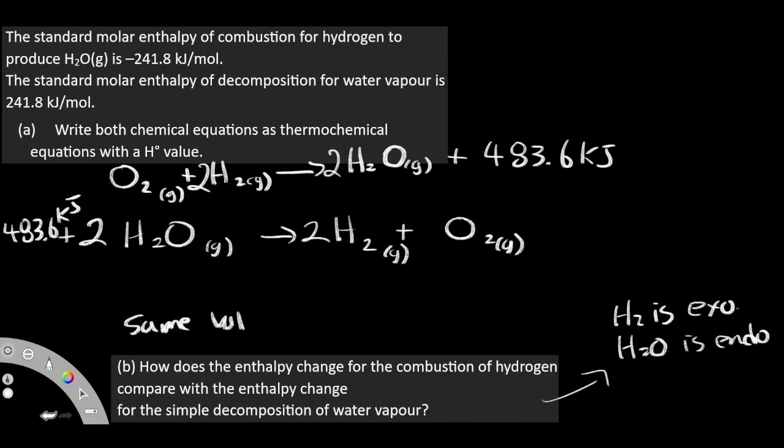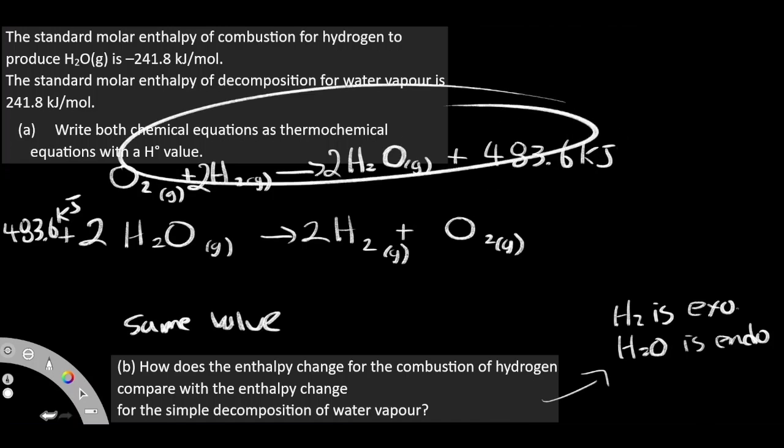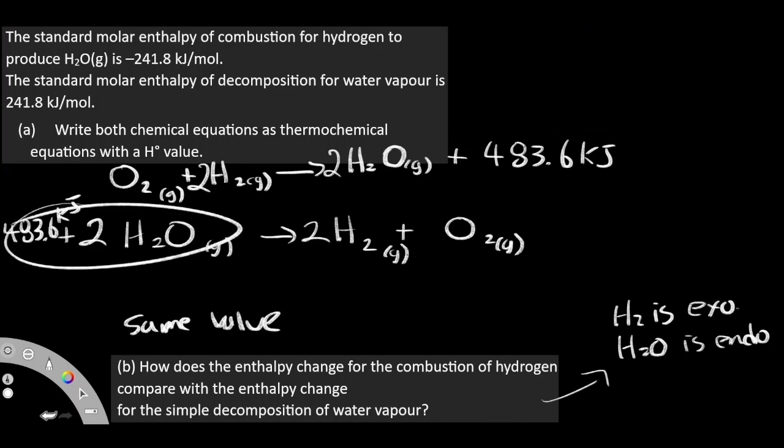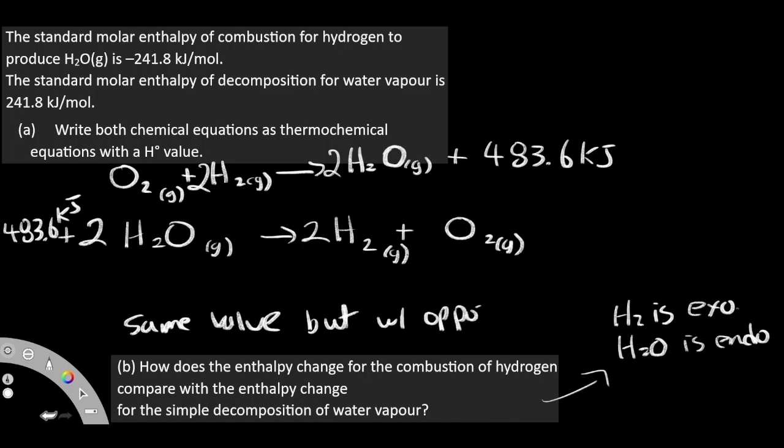As you can see, 483.6 for the whole thing and 483.6 for the whole thing. This is the negative value, which is exo, and this here is the positive value, which is endo. They're the same value, but with opposite sign. And again, if we look at it per mole, it's negative 241.8 kilojoules per mole of hydrogen and 241.8 kilojoules per mole of the H2O vapor.